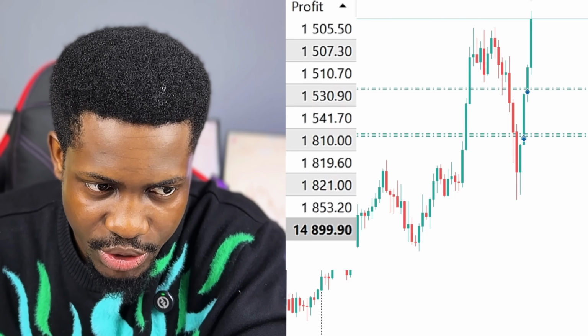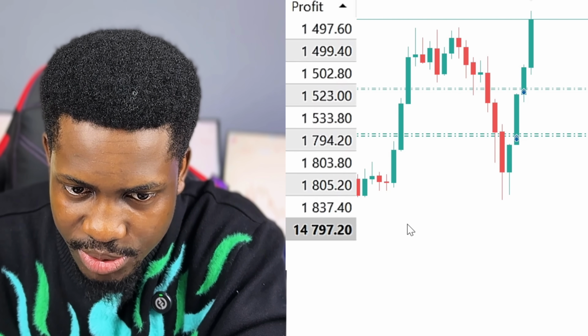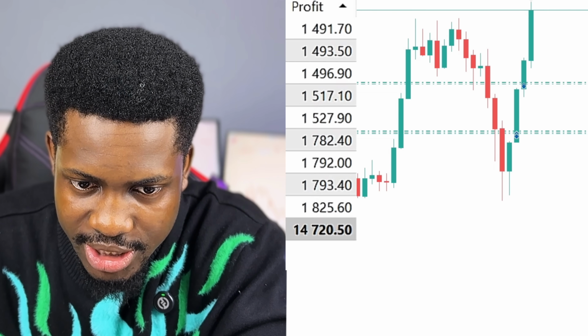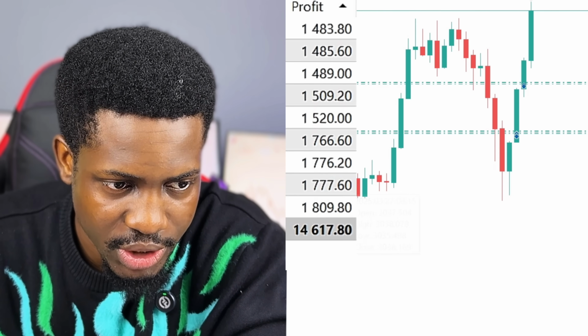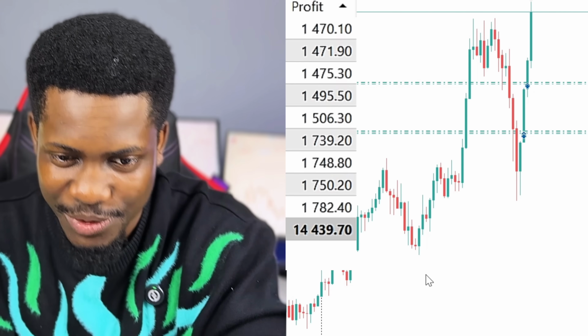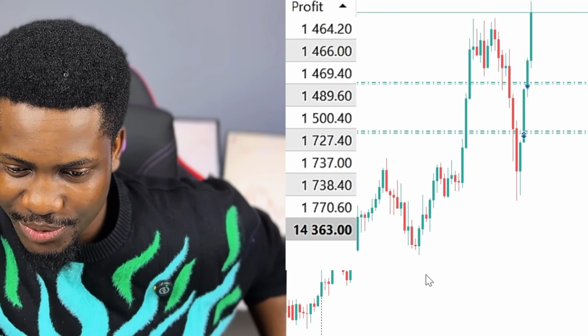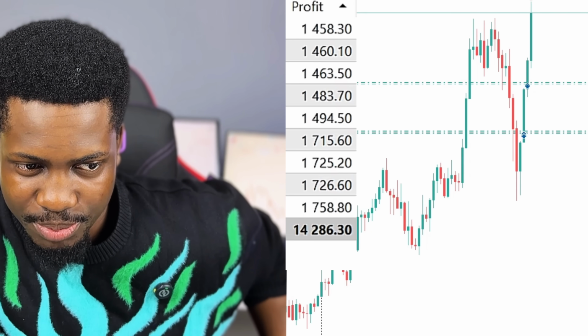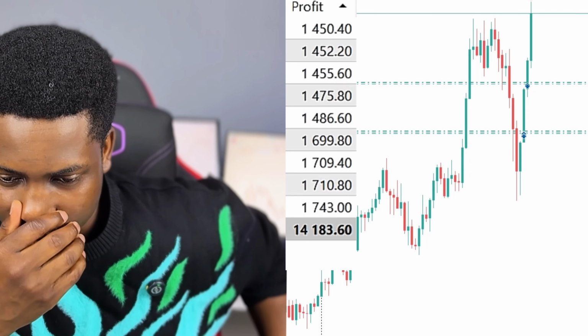Some form of rejection happening right now. Let's try zooming that. Yeah, so you can see that seems like we're having some form of rejection that is actually happening on our charts, right? So I don't want us to push this because it seems like we're having 15k now. It has dropped to around 14.